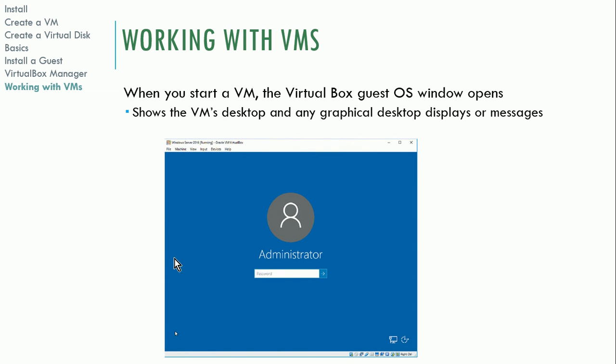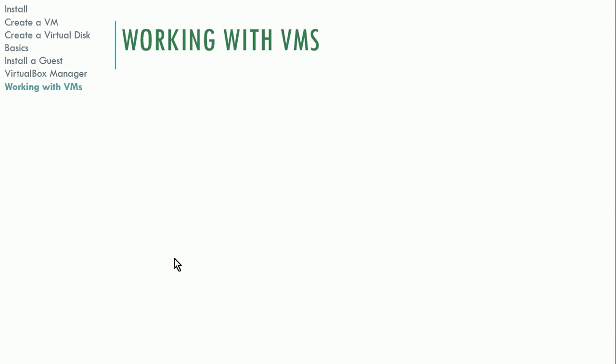So when you start your virtual machine, the VirtualBox Guest OS window opens. It's going to show the desktop, and you use it just like any other computer, but it's just inside that window. So you'll start clicking in there to work with your virtual machine after you install it. For example, when you install Windows.